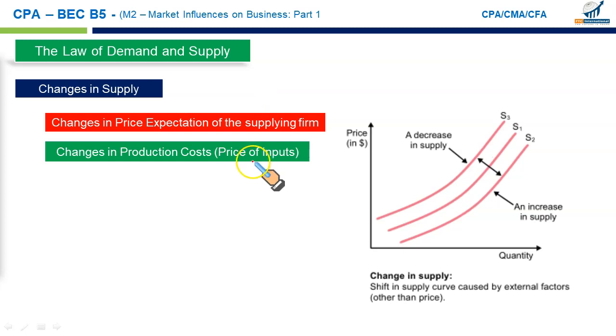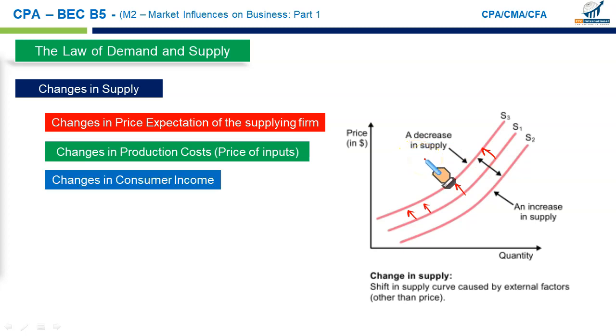Changes in the production cost, price of inputs, material, labor, variable and fixed overheads. If the cost of production falls, that means you can now afford to produce more units. So the supply curve will shift outwards. And conversely, if the cost of production goes up, you cannot produce more because your material, labor or overheads are now at a higher level. So the supply curve will shift inwards.